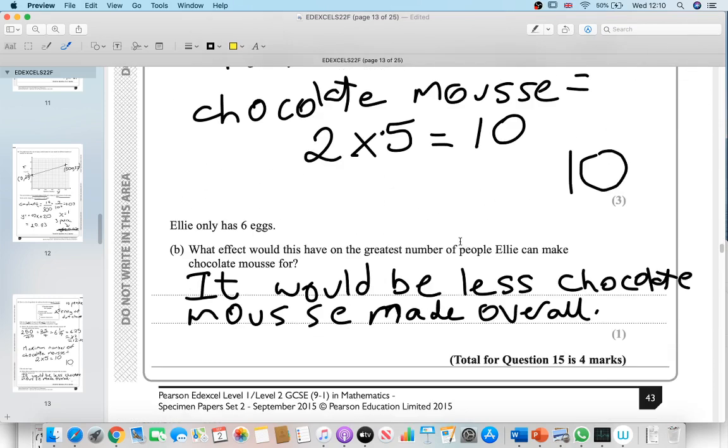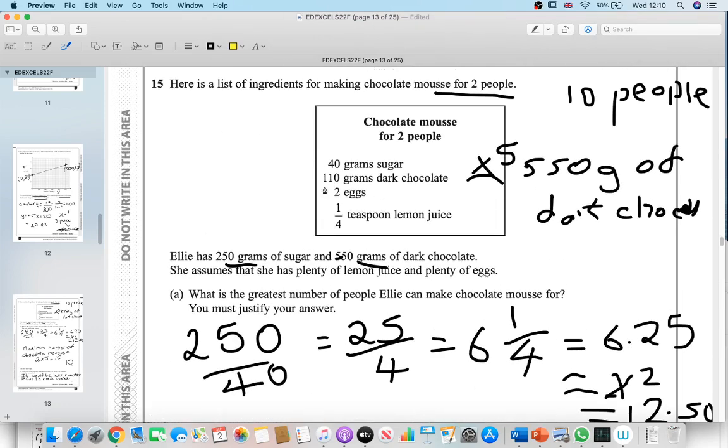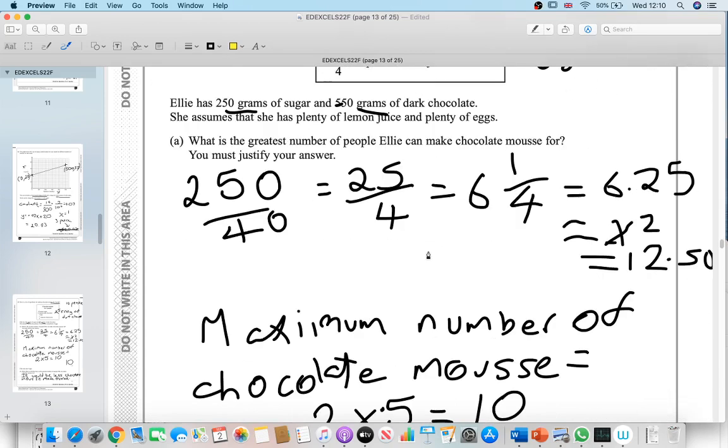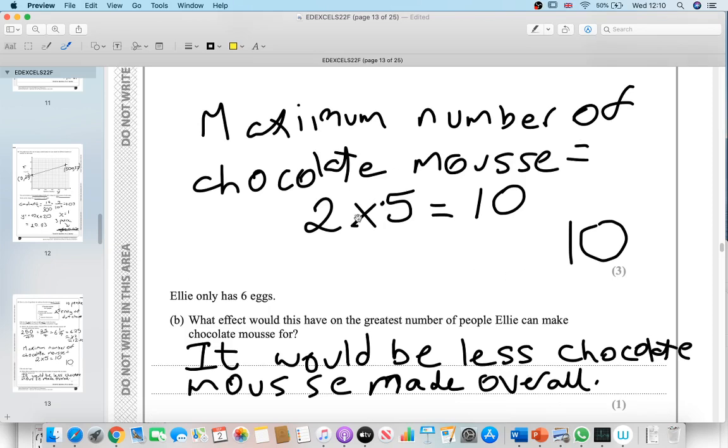Right, guys. Part B. Ellie has only 6 eggs. What effect would this have on the greatest number of people that Ellie could make chocolate mousse for? Well, 6 eggs means that I've only got enough for 6 people. So the effect would be that it would make less chocolate mousse overall, compared to part A.